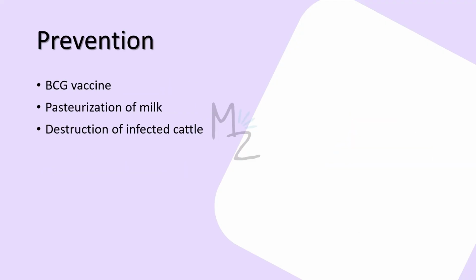BCG vaccine. This vaccine can be used to induce partial resistance to tuberculosis. This vaccine contains a strain of live attenuated Mycobacterium bovis called Bacillus Calmette-Guerin. The vaccine is effective in preventing the appearance of tuberculosis as a clinical disease. Pasteurization of milk and destruction of infected cattle are important in preventing intestinal tuberculosis.